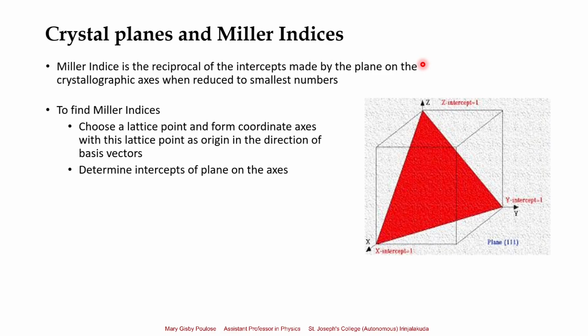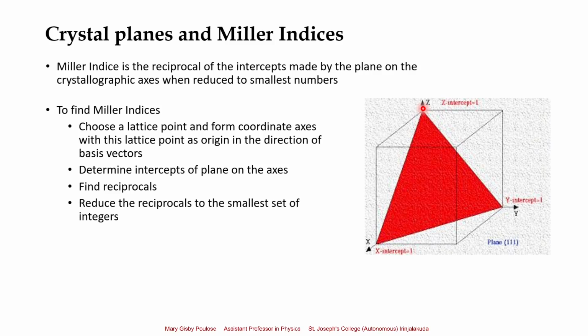Now we see the plane in it and we have to find the intercepts of that plane on the axes. On the x-axis we have the plane intercepting here. On the y-axis, we have the plane intercepting here. And on the z-axis, we have the plane intercepting here. Now, we take the reciprocals of the intercepts and reduce the reciprocals to the smallest set of integers. The three integers we get are the h, k, and l values. And the Miller index of the plane is written as (hkl).